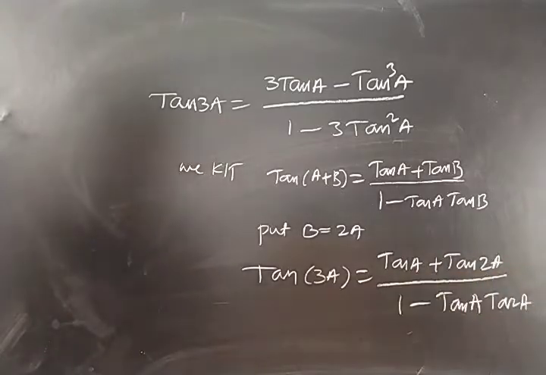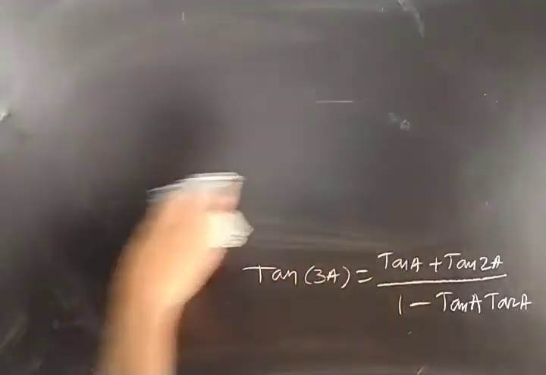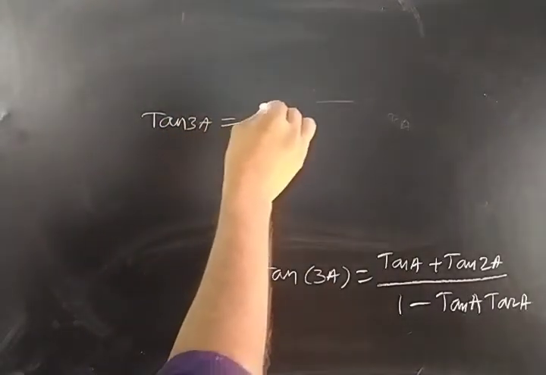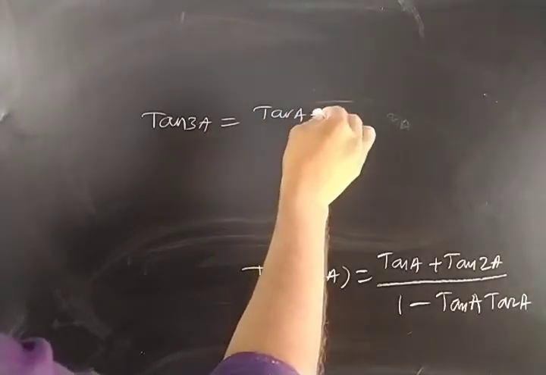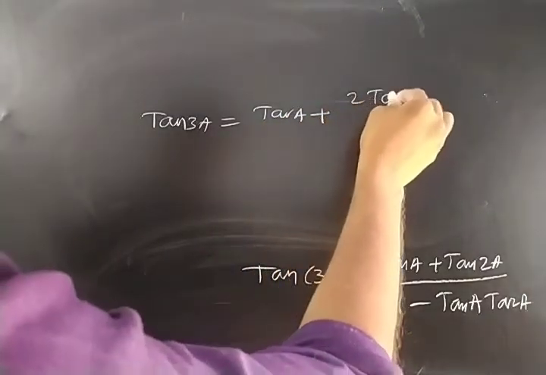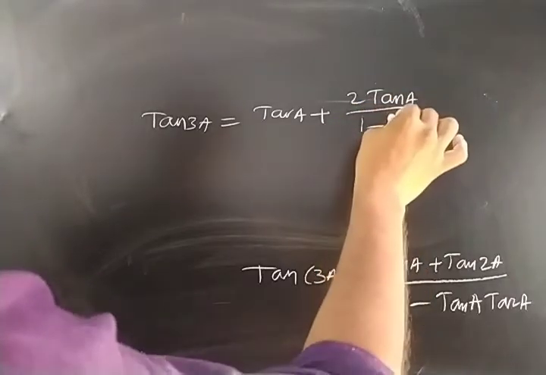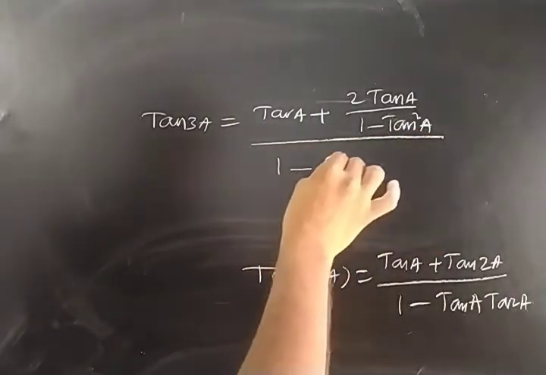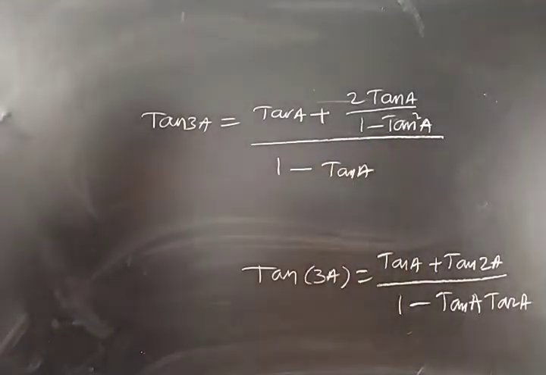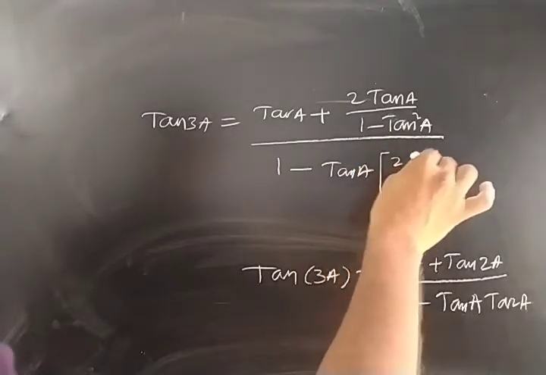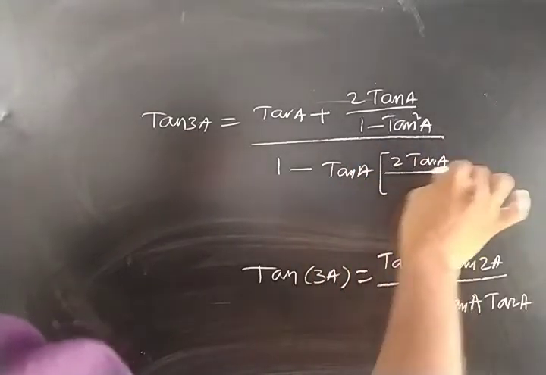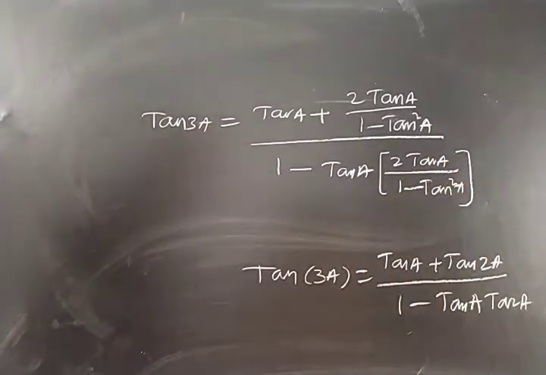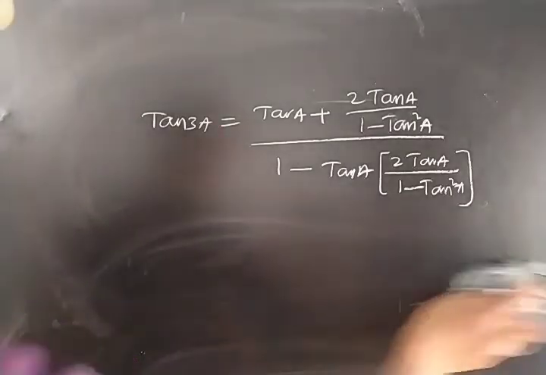So here we have tan 2A, no? I am substituting the tan 2A formula on the right-hand side. Left-hand side tan 3A equals tan A plus tan 2A, with the formula 2 tan A by 1 minus tan square A, and in the denominator 1 minus tan A in place of tan 2A. Again we can write 2 tan A by 1 minus tan square A, 1 minus tan square A. Okay, is it clear? Now I am simplifying this.